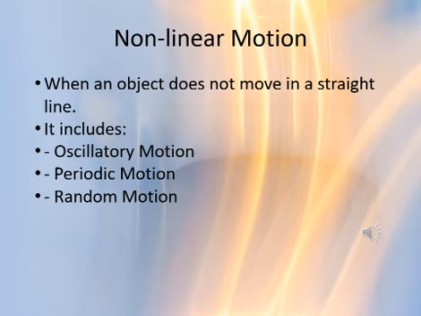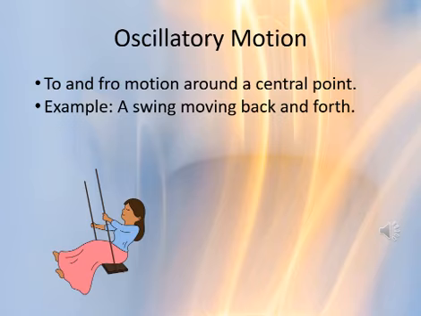Oscillatory motion. Oscillatory motion is a back and forth motion around a fixed point. Imagine a swing in a park. When you push it, it goes forward and then comes back. That is oscillatory motion. Another example is the movement of a pendulum in a clock. It always returns to its central position, and repeats the same path again and again.